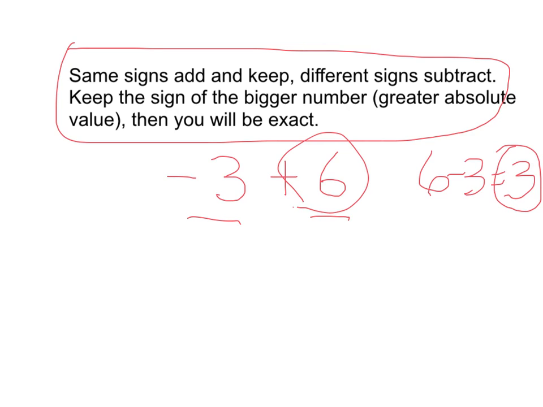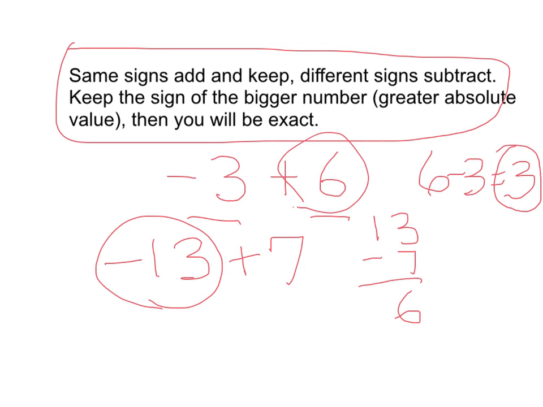All right, let's try another one. Let's try negative 13 plus 7. So here, again, I have different signs, right? So I'm going to subtract them. I'm going to go 13 minus 7, which equals 6, and I'll keep the sign of the bigger number, in other words, the greater absolute value number. That would be the negative 13. So this would equal a negative 6.